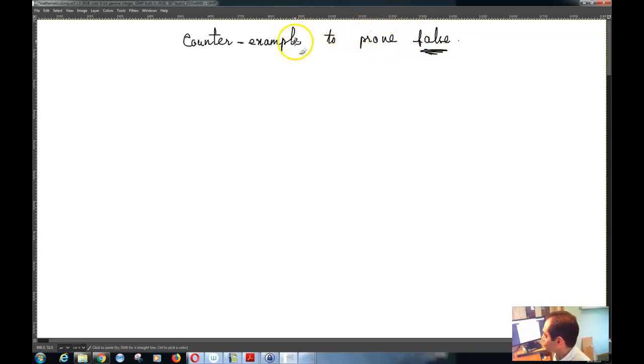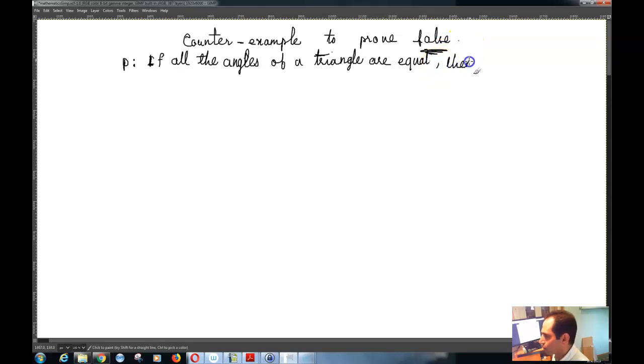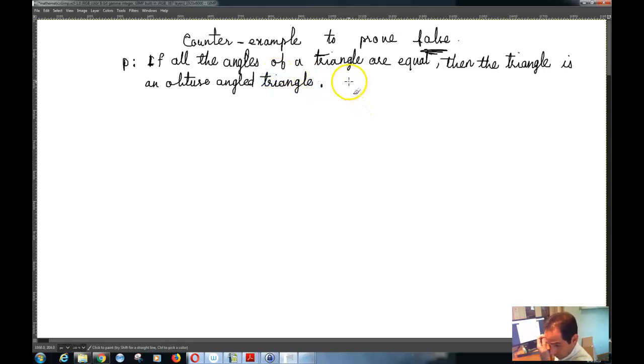Now, number one is: if all the angles of a triangle are equal, then the triangle is an obtuse angled triangle. The statement is P. Okay, so this one is a little bit tricky, so let's see how we can actually solve it.